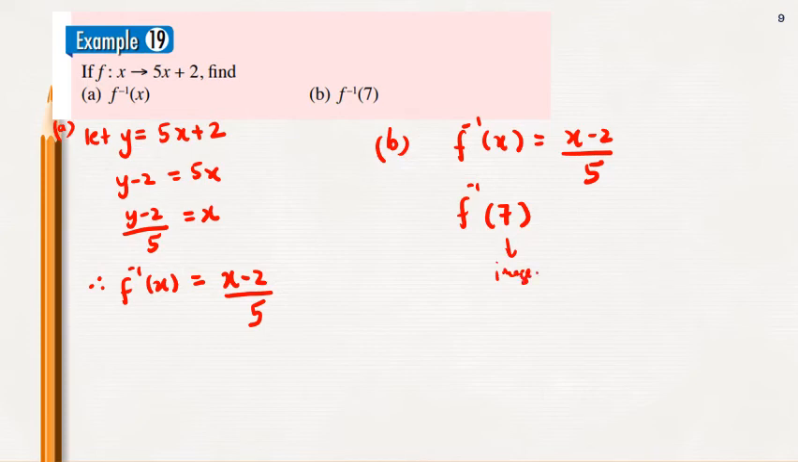Alright, it is okay. So kita akan tulis replace 7 minus 2 over 5. So the answer is 5 over 5. So we got 1. Thus f inverse 7 is equal to 1.